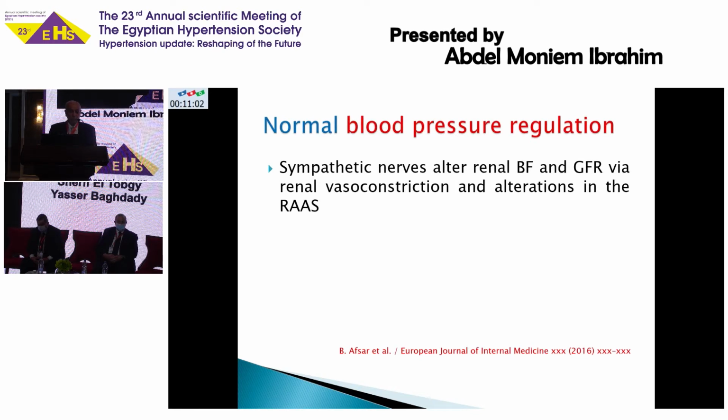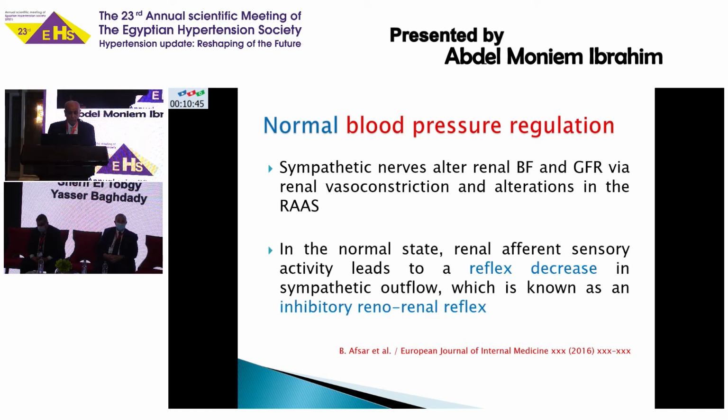In normal blood pressure, the sympathetic nerves alter renal blood flow and GFR via renal vasoconstriction and alterations in the RAS system. In the normal state, renal afferent sensory activity leads to a reflex decrease in sympathetic outflow, which is known as an inhibitory reno-renal reflex.